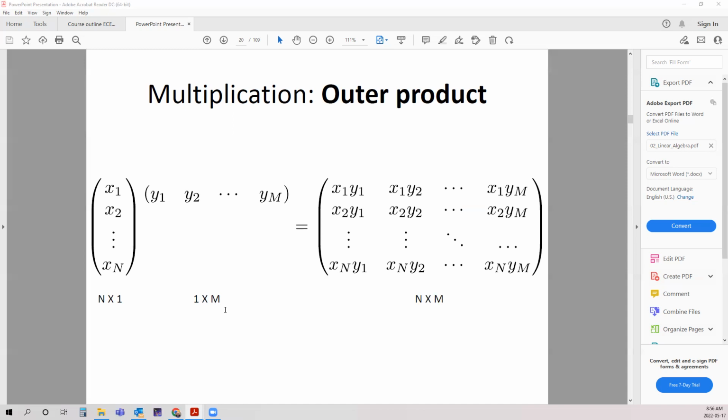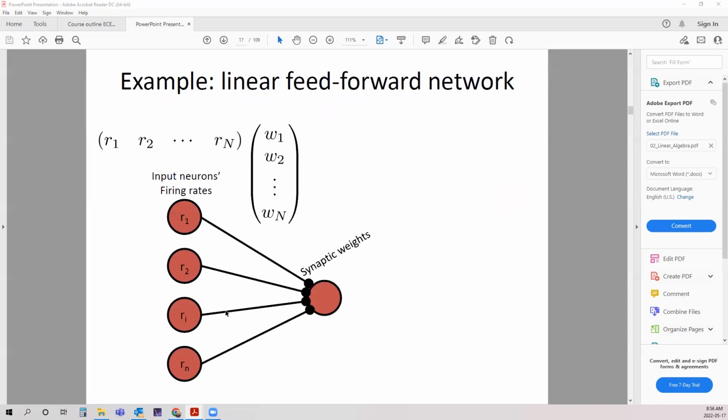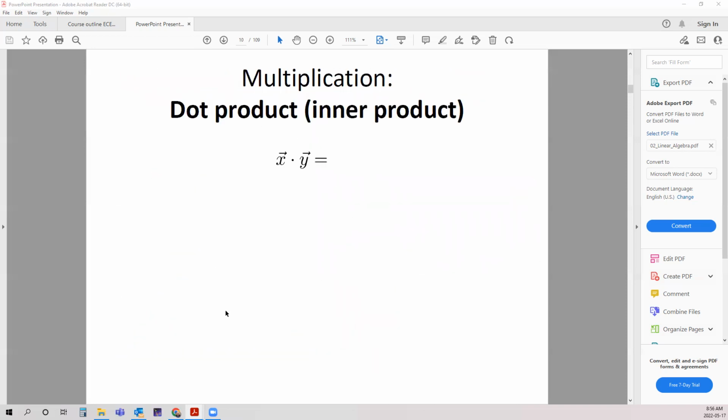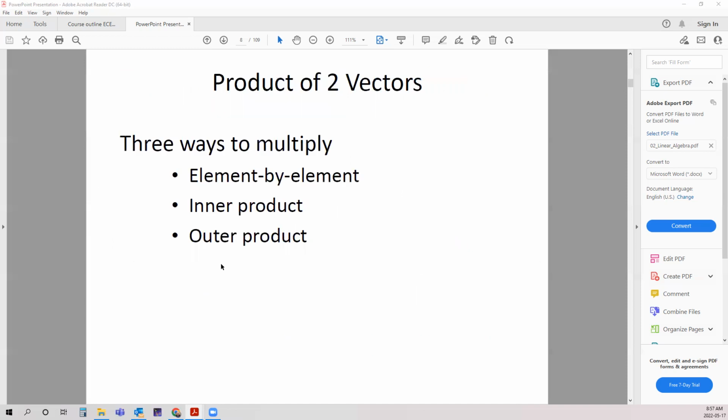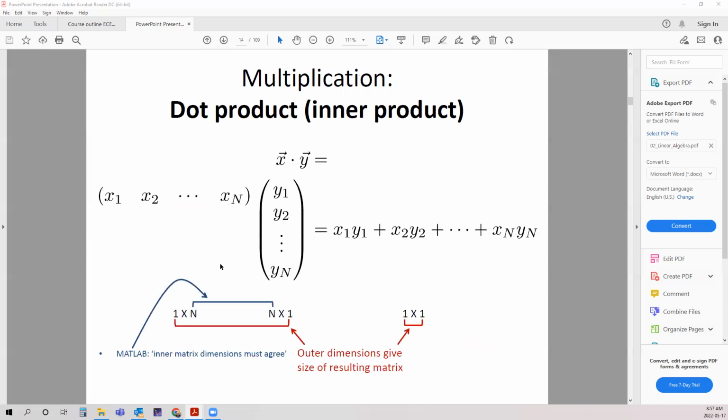So inner product will result in one value. Outer product will result in a multidimensional matrix. And the first product we saw here, if you remember this one, will result in one matrix with the same dimension. So these are the three ways to multiply matrices. Clear? Questions still here?